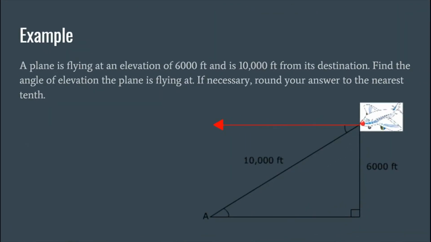Now let's try this example. A plane is flying at an elevation of 6,000 feet and is 10,000 feet from its destination. Find the angle of elevation the plane is flying at, and if necessary, round your answer to the nearest tenth. Okay, so here's our picture. Let's say A is the plane's destination. It's flying at an elevation of 6,000 feet, and it's 10,000 feet away from its destination. So that's this distance here. If it said it's at a vertical distance of 10,000 feet from its destination, then that would be this side here. But it's not saying that.